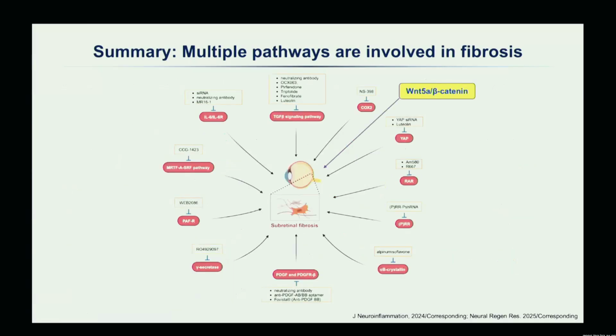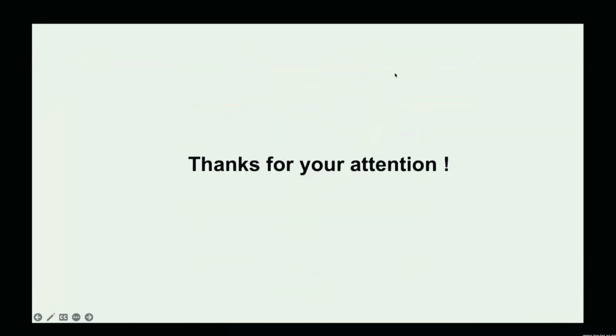Actually, the mechanism for subretinal fibrosis is really complex. The red color labeled here marks the reported signaling pathways or molecules involved in subretinal fibrosis, and the squares with green color indicate the studied molecules that inhibit the related signaling pathway. That means subretinal fibrosis is really complex, with different molecular involvement, different cellular components, and different signaling pathways. That's all. Thanks.